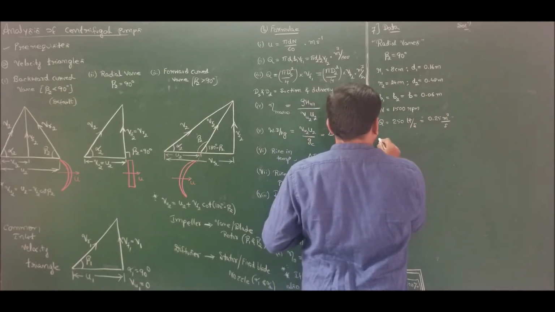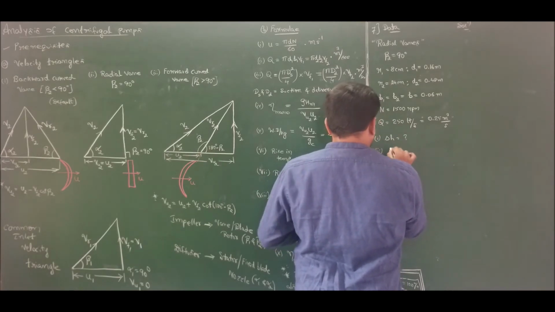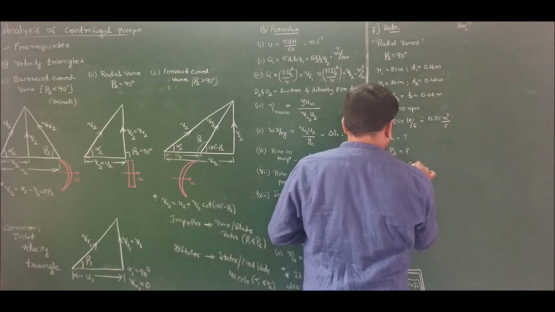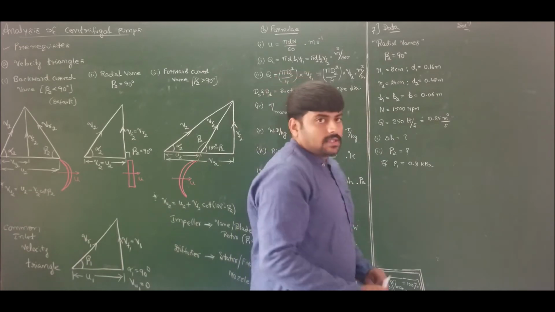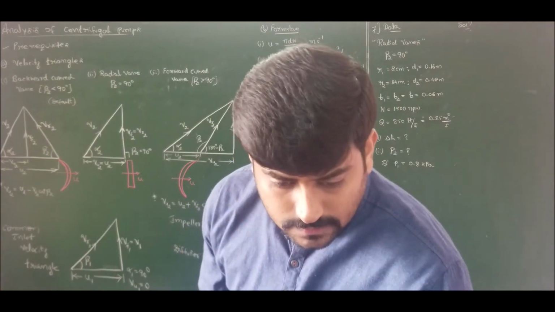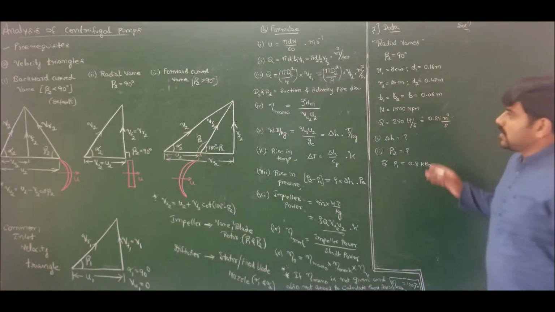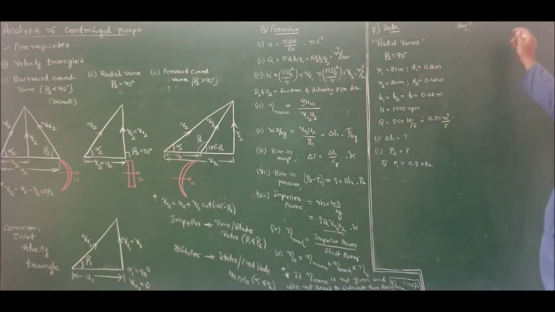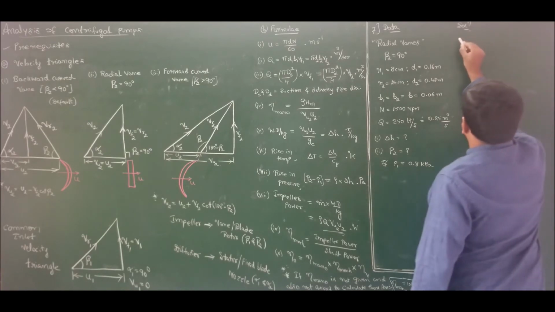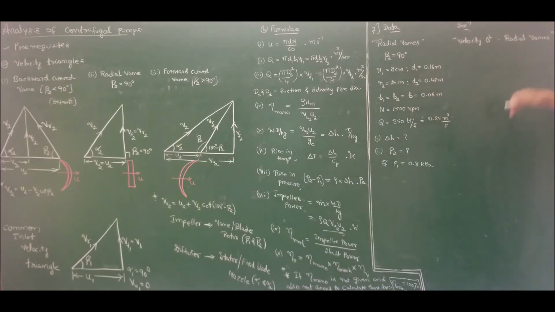Find the change in enthalpy, which is nothing but work done per kg. And second one, outlet pressure P2 if P1 is 0.8 kilopascals. Let us solve this problem. To solve this problem, I should use the radial vane velocity triangle. Coming to the solution, the velocity triangle is the radial vanes velocity triangle. So copy down that velocity triangle here. Now let us solve the problem.